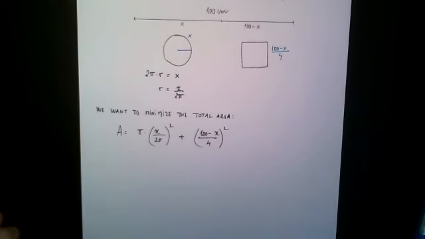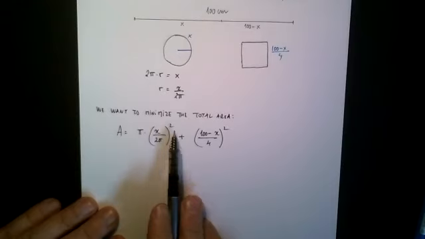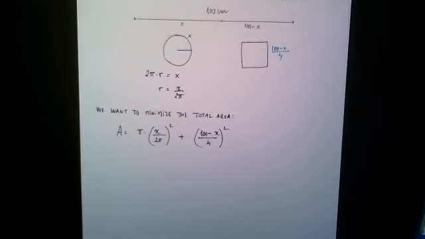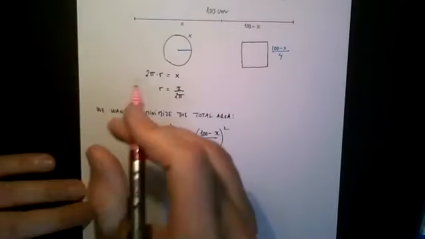Sir, I'm sorry, but I don't understand why both are squared. Can you just repeat it? Why is this squared? And the other one too. The other one? Okay. So I'm going to write it here.